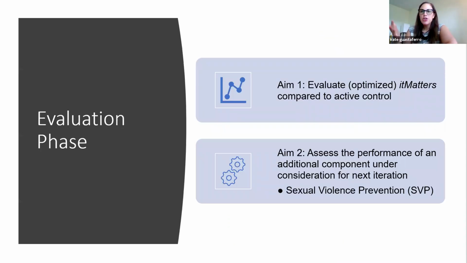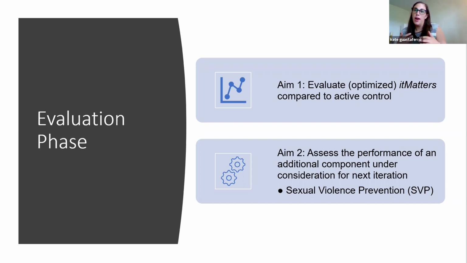So as I mentioned and alluded to earlier, this is where the 2-arm RCT comes into play. But here we took a little bit different of an approach. We did want to evaluate the optimized itMatters intervention compared to an active control. That's the comparison of itMatters. But we also had this need and opportunity to develop a sexual violence prevention module.